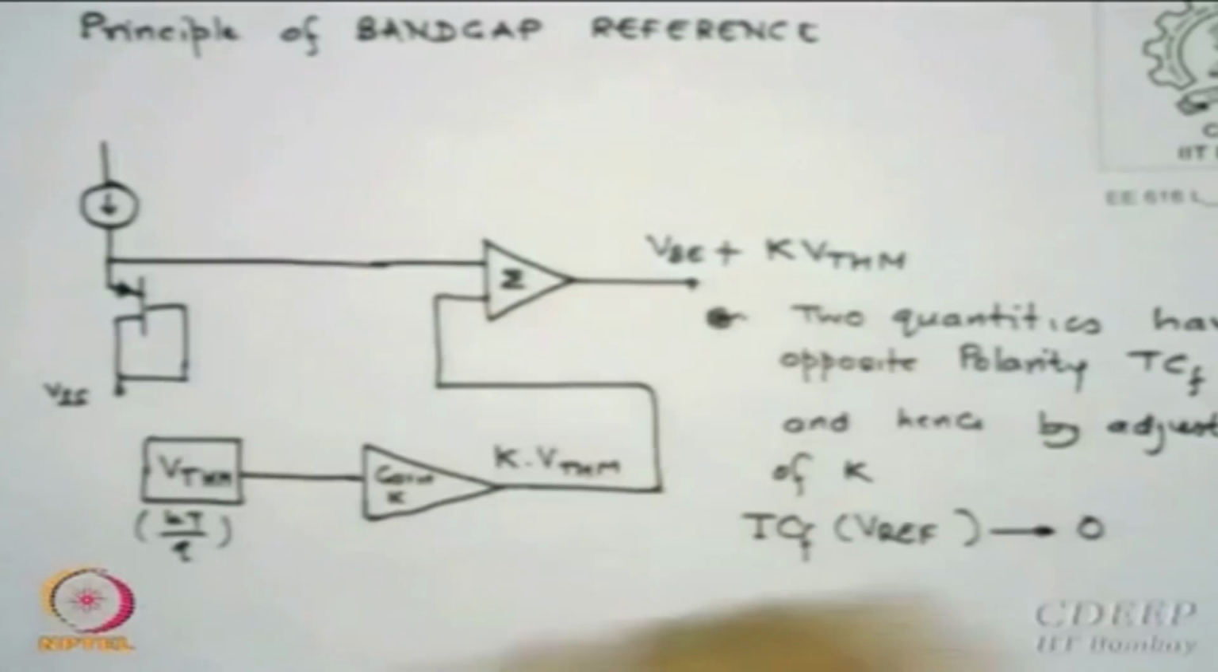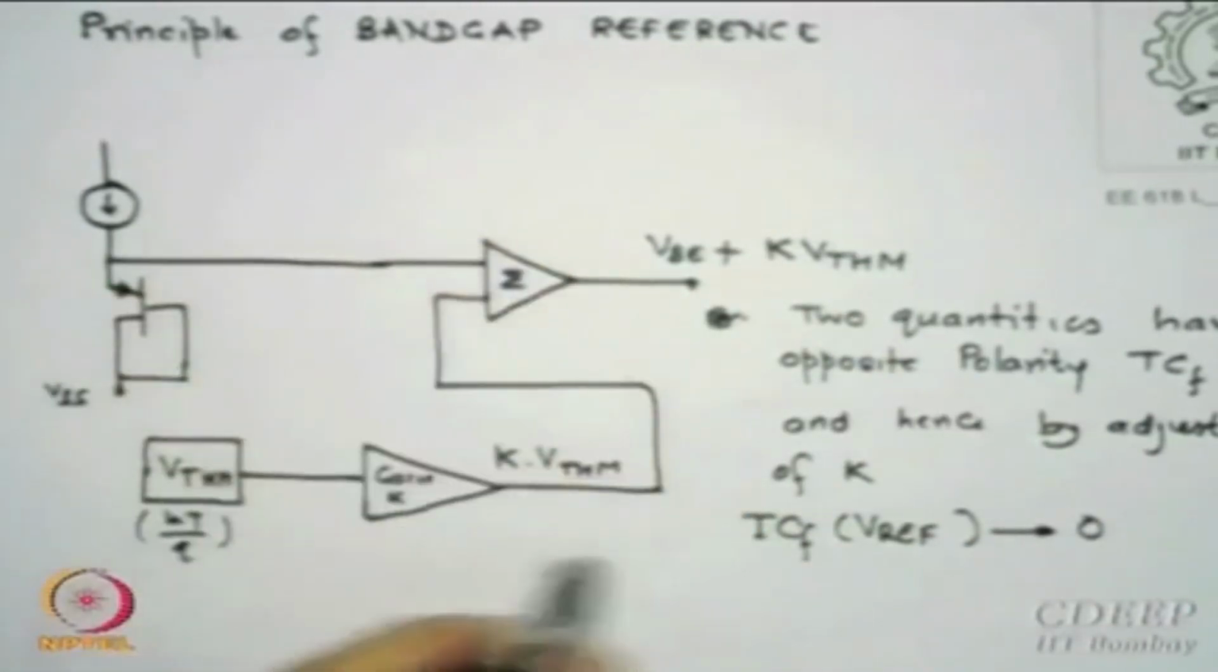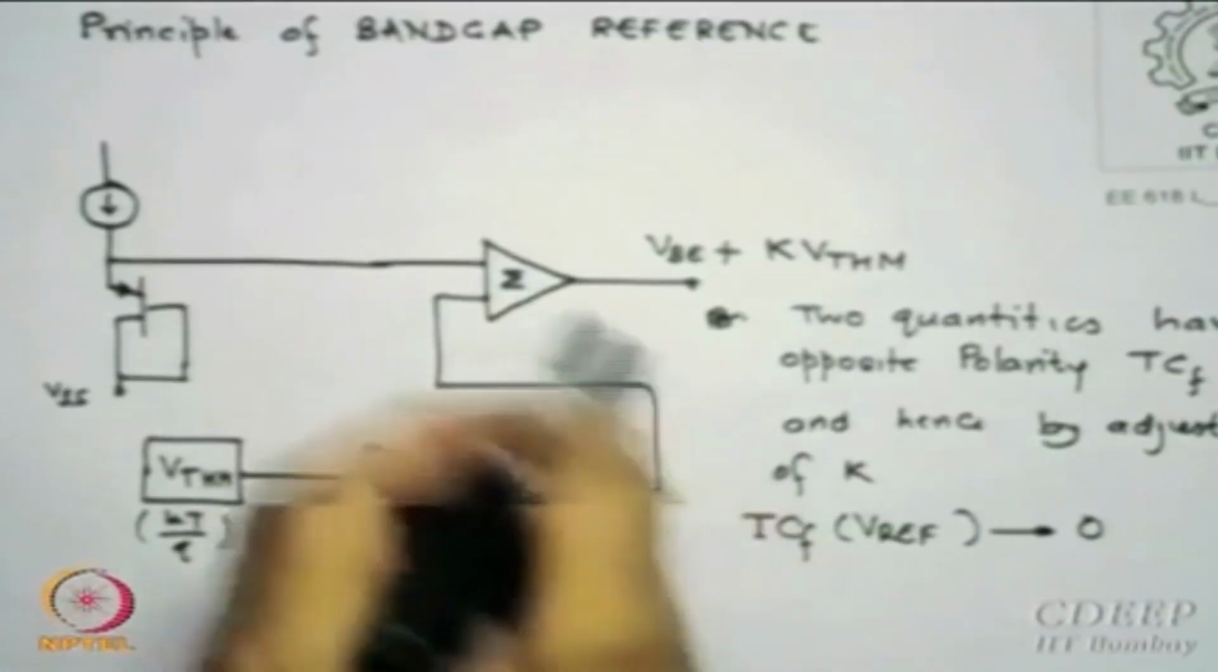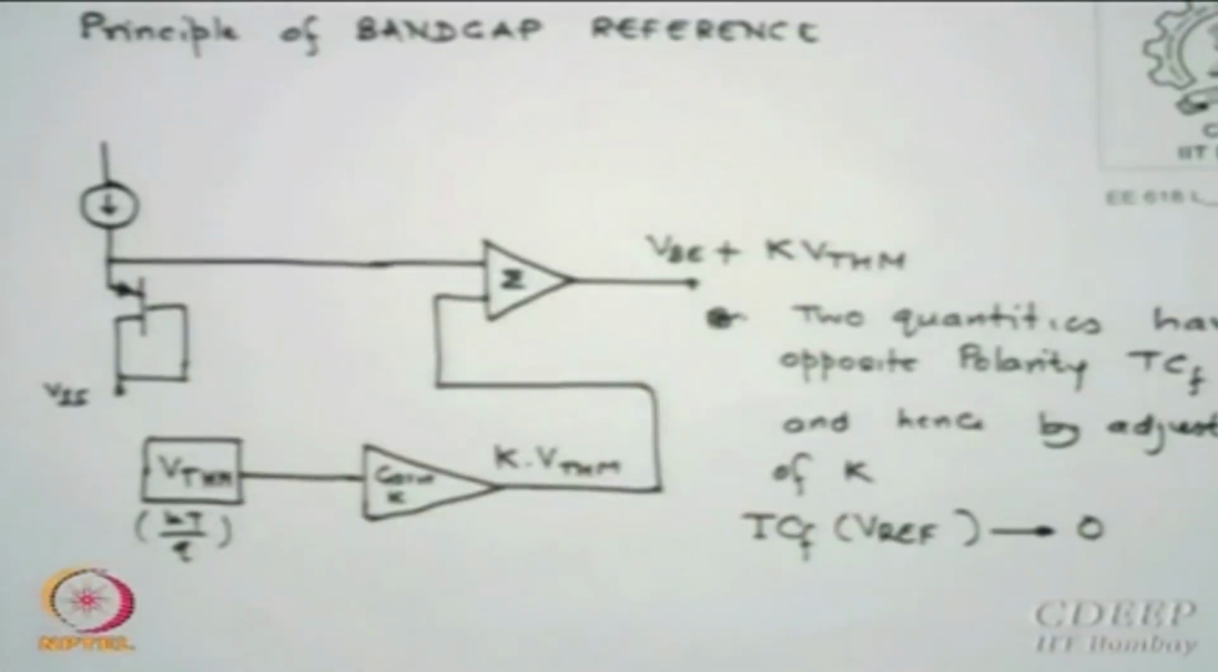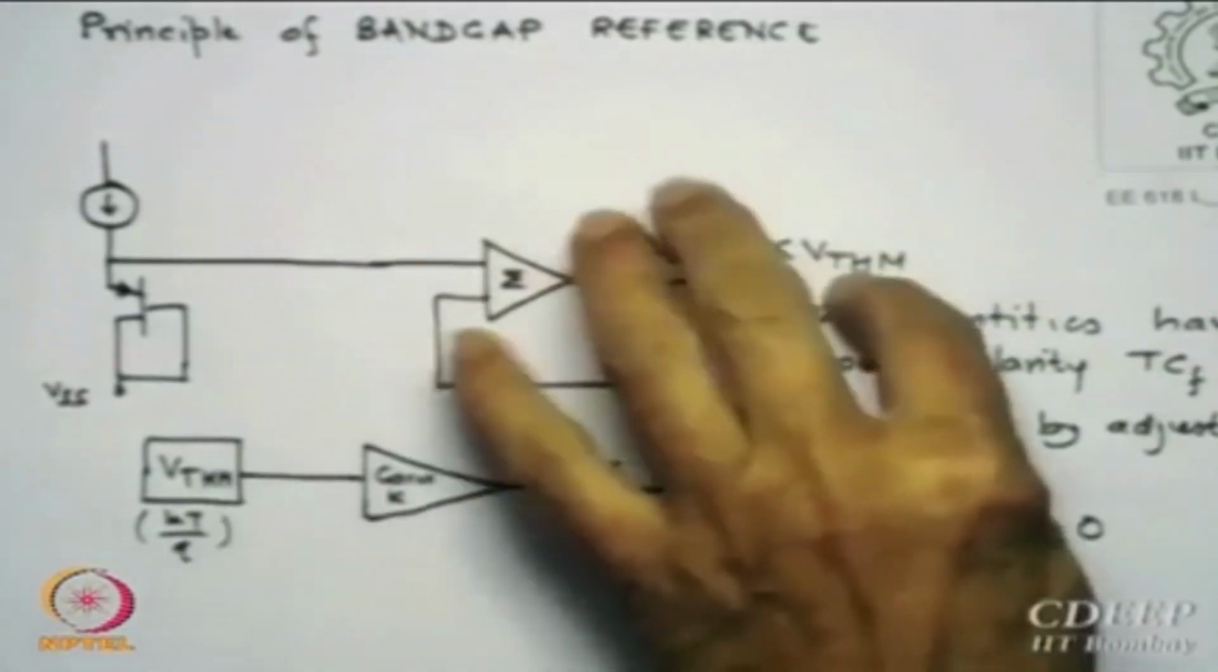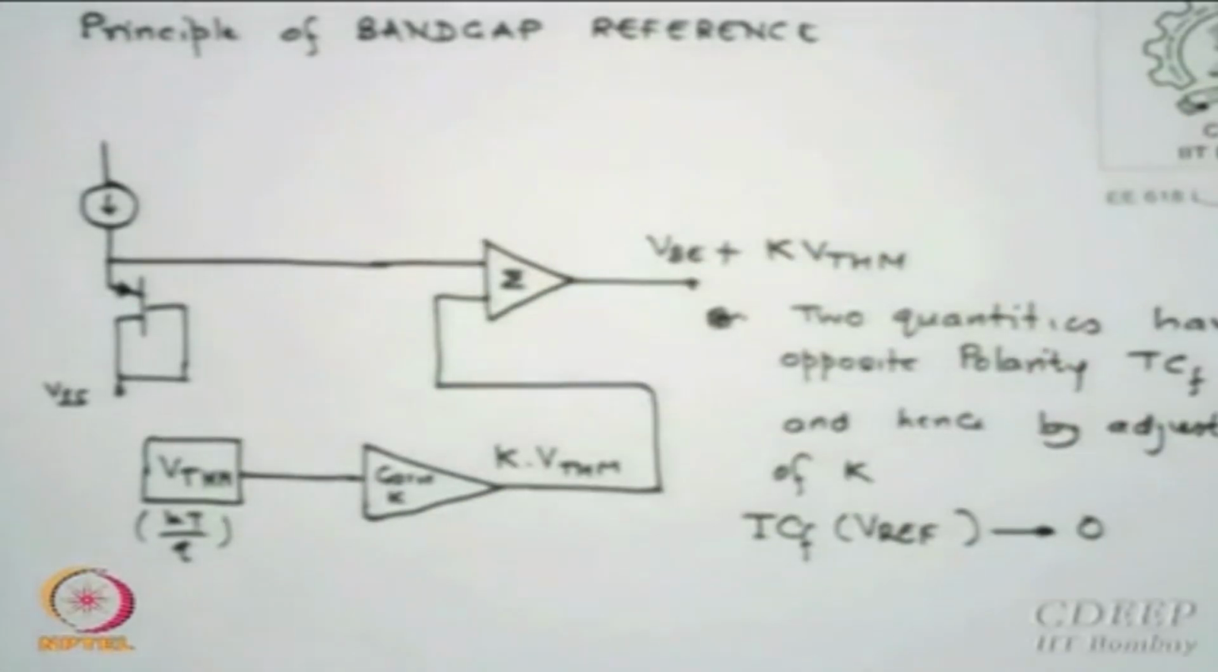Not that this is how I am doing it, the principle is shown here. Whatever VB is added with K times the thermal voltage, both have different polarity of TCF. This value's TCF can be changed by K, and since I can change the TCF by K in value, I can adjust the value such that the difference of TCF is 0. That is the trick in making a band gap reference.